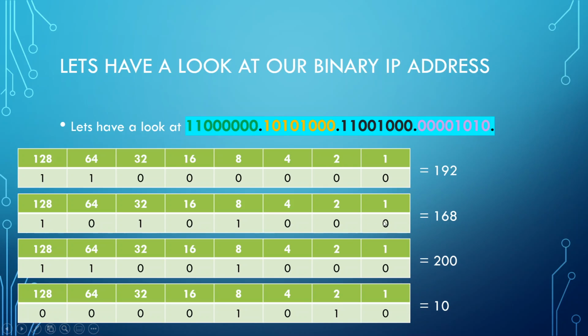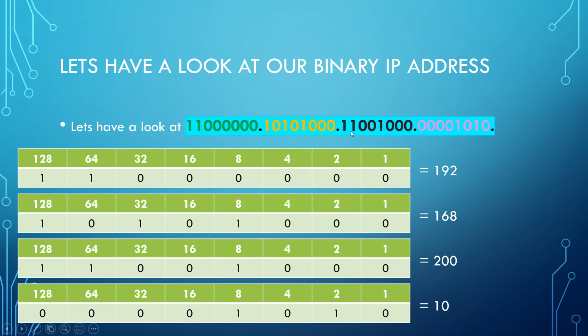Now if you go to the second octet, which is 10101000, we put a 1 in the leftmost binary bit, which is going to be a 128. We put a 0 for 64, a 1 for 32, 0 for 16, 1 for 8, 0 for 4, 0 for 2, 0 for 1. So now all we do is add 128 plus 32 plus 8, which gives us 168.